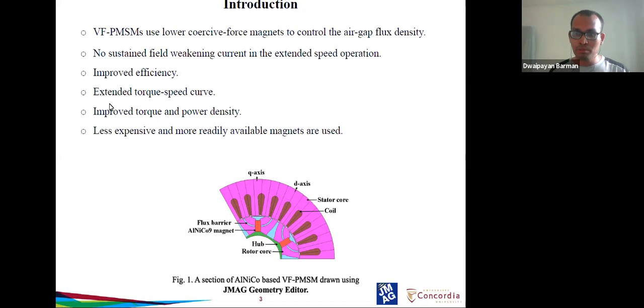One section of the variable flux PMSM which I am working on in my group is shown in figure 1. The different parts of the variable flux PMSM are shown: rotor core, hub, stator core. Mainly the unique design is the flux barrier. This flux barrier is provided to avoid the demagnetizing field provided by the armature current.